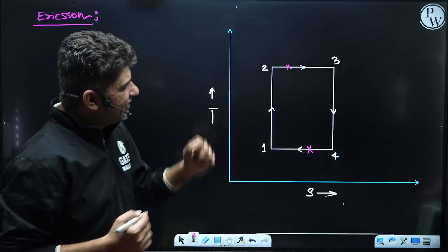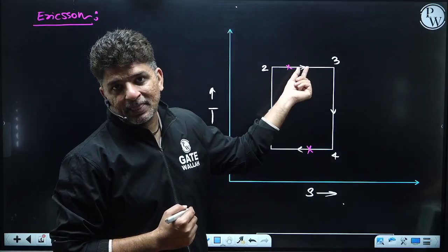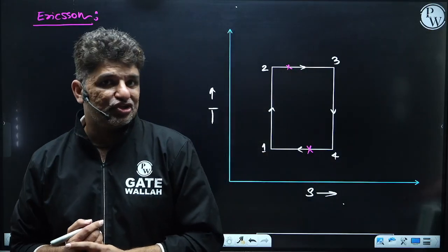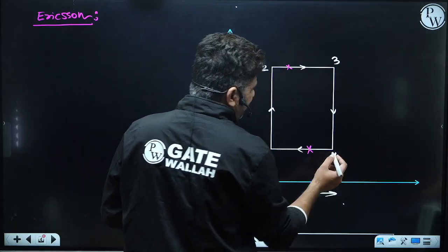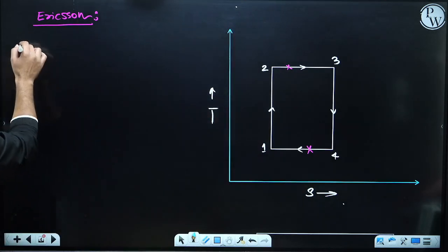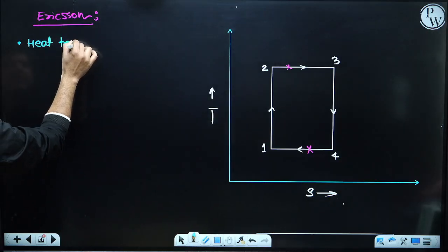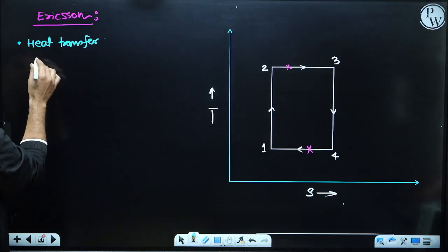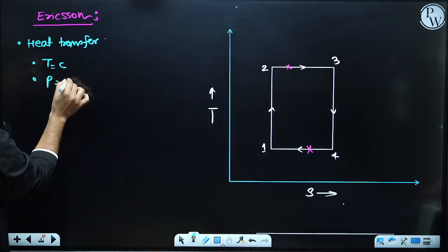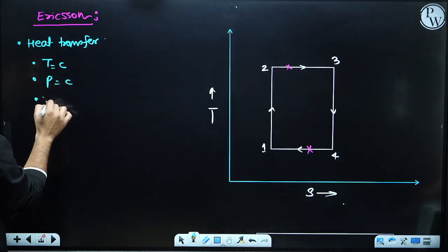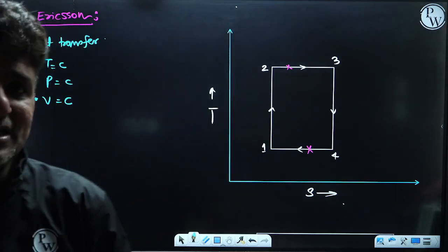So what he did is, since a cycle has to transfer heat, and heat transfer at constant temperature is not possible. So when you want to transfer the heat, how can the heat be transferred? Heat transfer can happen through three processes. First process is temperature equal to constant. Second process is pressure equal to constant. Third process is volume equal to constant. So there are three processes by which heat transfer can happen.